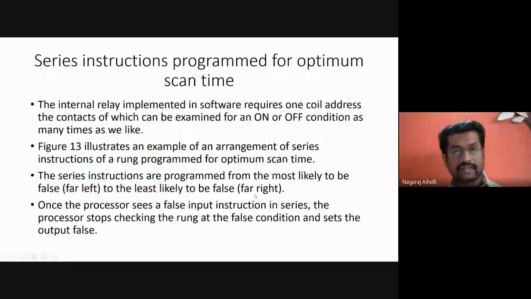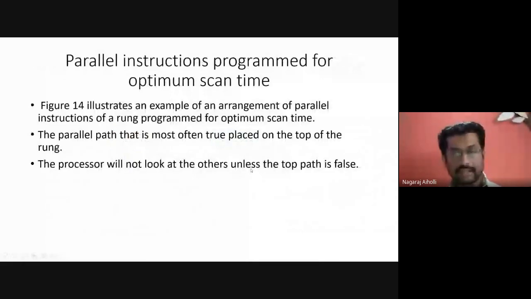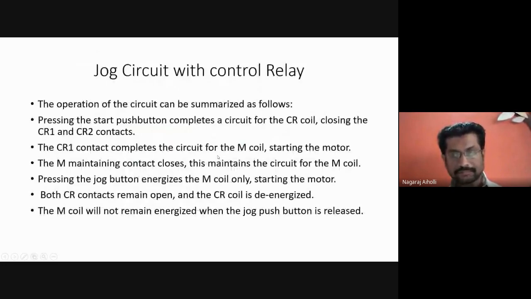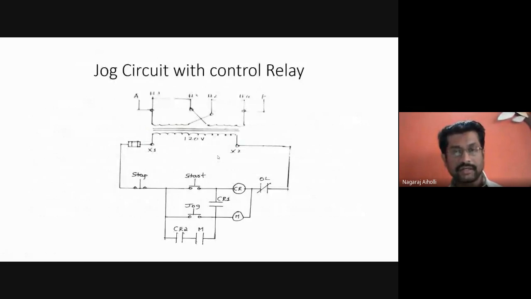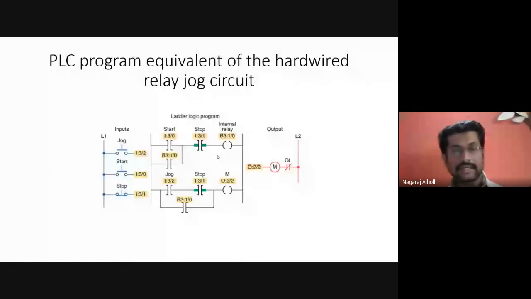Then next is scan time optimization, or minimizing the scan time using the series connection here. Similarly, using the dual connection also, it can be minimized with this particular way in which the scanning is taking place. Then we have studied what a jogging circuit with control relay is. We have studied its operation and its equivalent PLC ladder rung diagram.